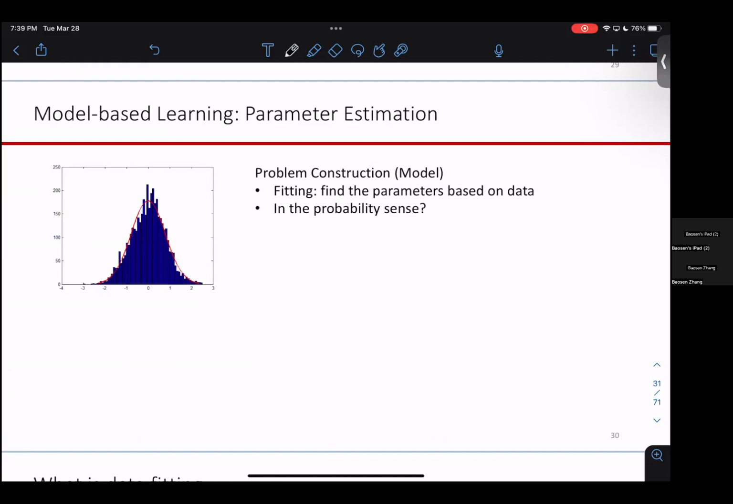Okay, so this is the simplest problem. Imagine this is a load somewhere, and you ask, given this histogram where you plot all the occurrences of the load, can you estimate the mean and variance? Can you tell me what happens on average? Okay, any questions?